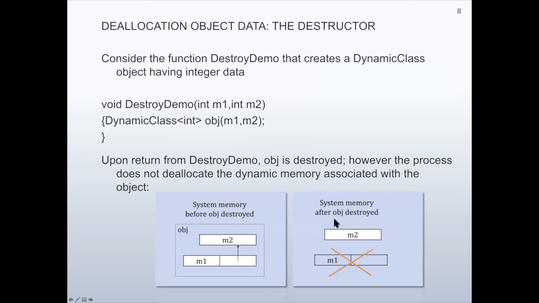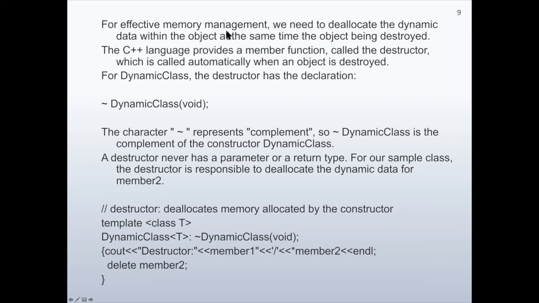However, it happens that the static part is removed from the memory, but the dynamic part created by the new operation remains in the memory. For effective memory management, we need to deallocate dynamic data within the object at the same time the object is being destroyed. The C++ language provides a member function called the destructor, which is called automatically when the object is destroyed. For dynamic class, the destructor has the declaration ~DynamicClass(void).